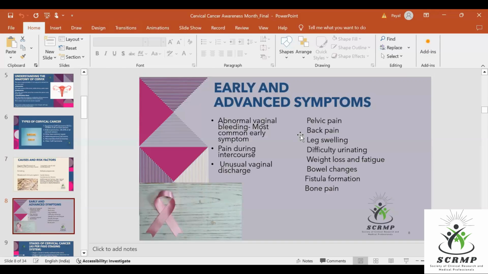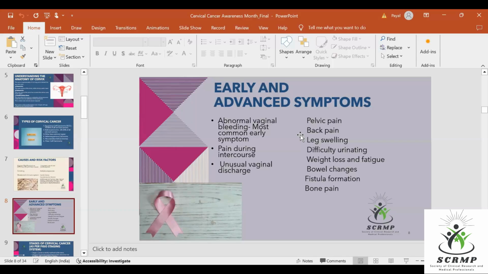Now, what do you mean by abnormal vaginal bleeding? What do you call normal and abnormal? Bleeding between menstrual periods, called intermenstrual bleeding, occurs in 30 to 40% of women as an early-stage cervical cancer symptom. Bleeding after sexual intercourse, called postcoital bleeding, happens in 50 to 60% of cases.